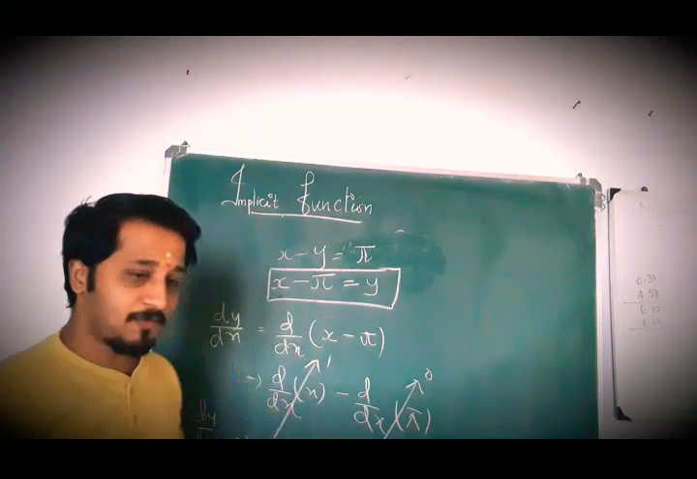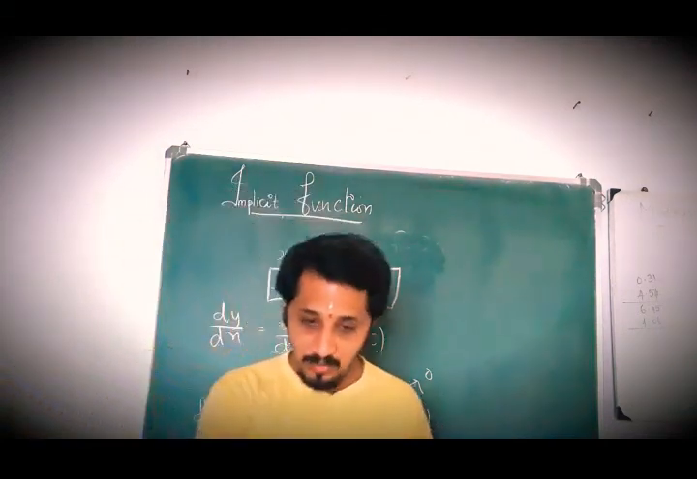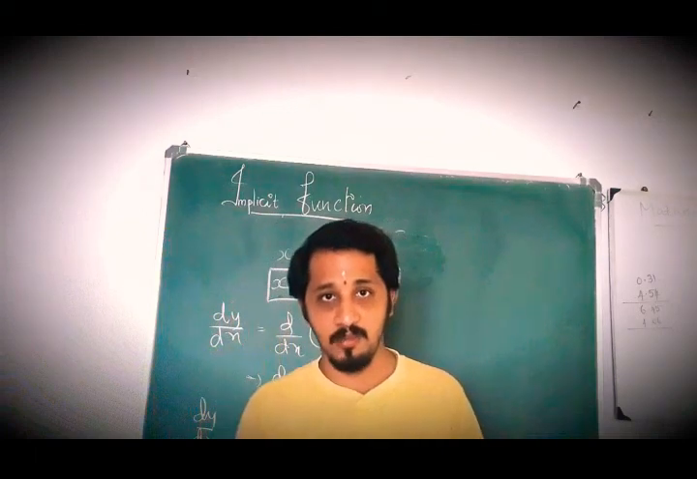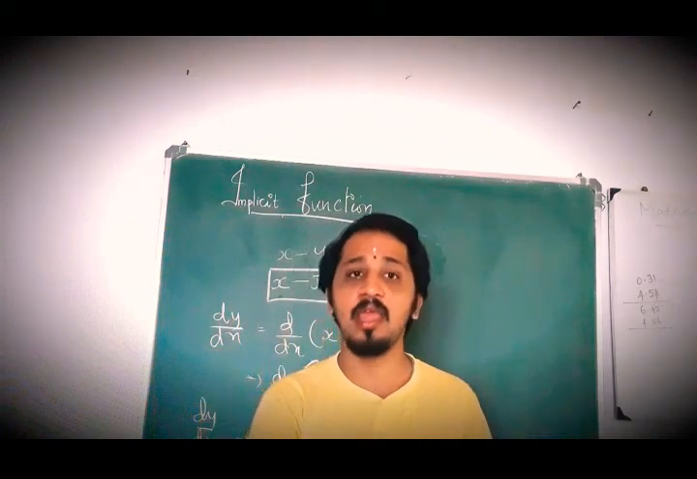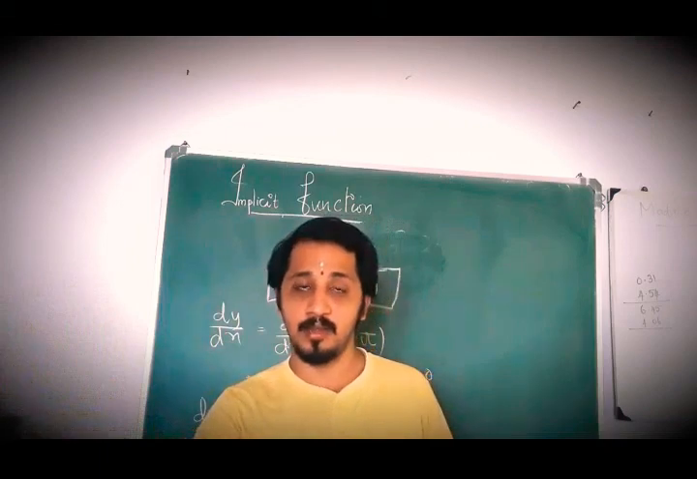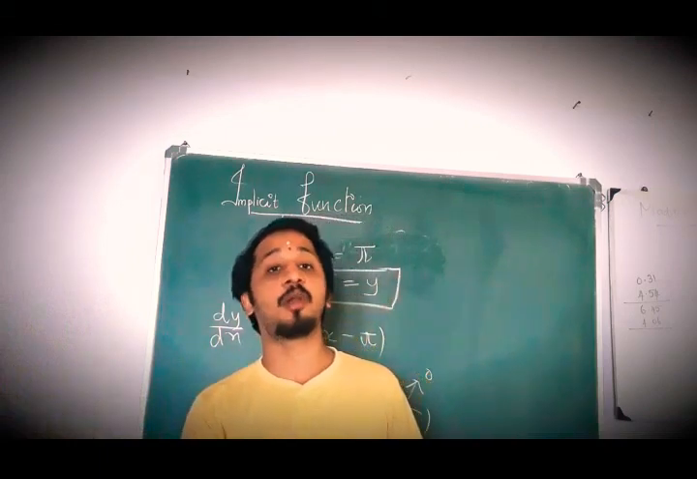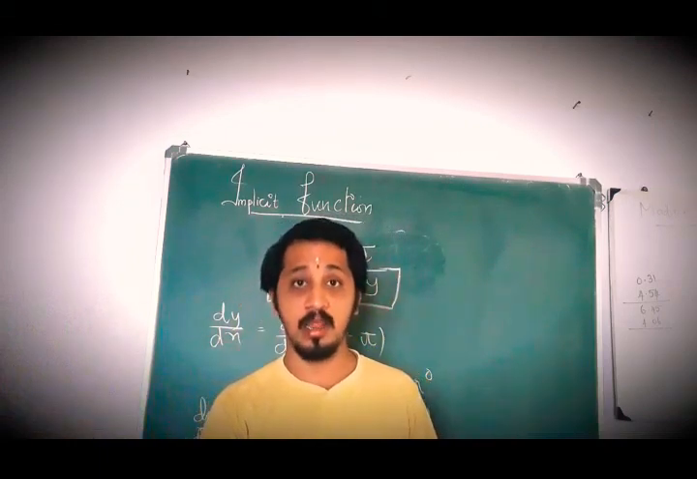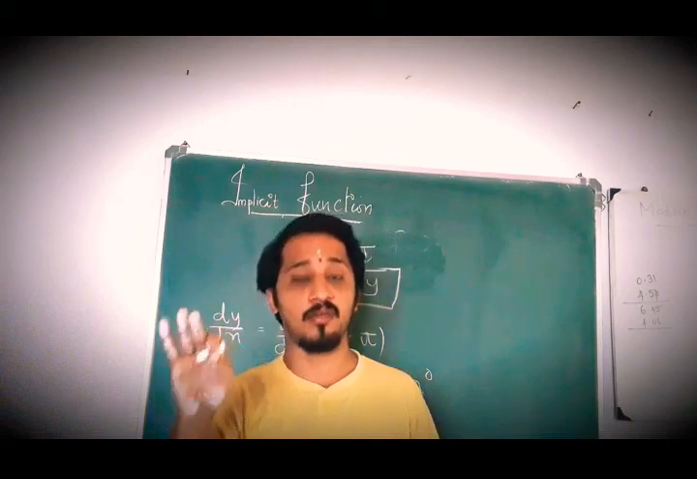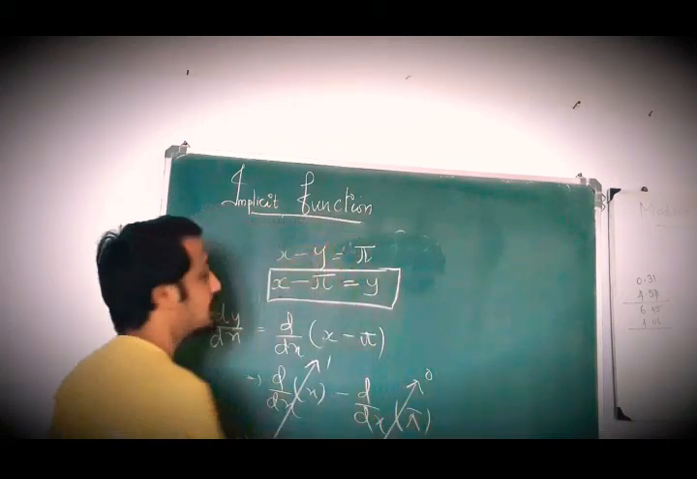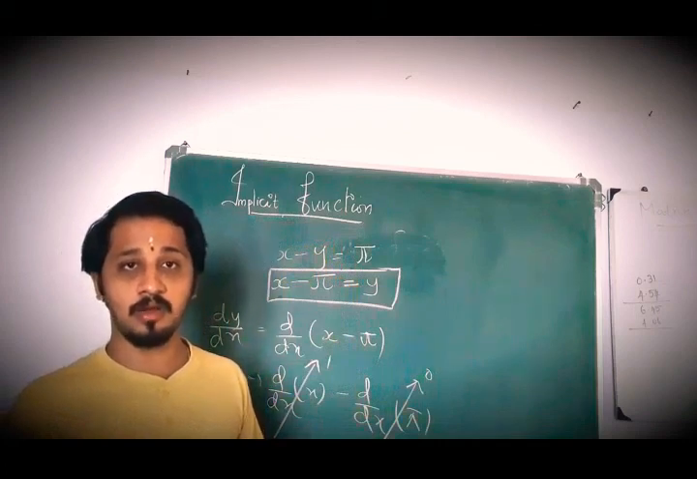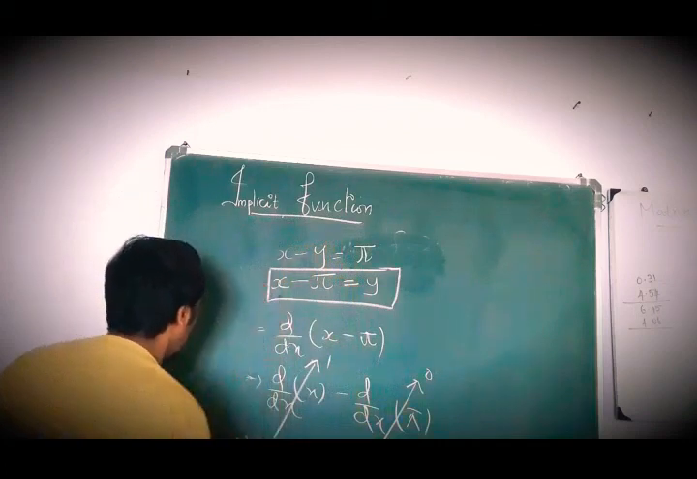So the implicit function task is, they will give one function having several variables. You have to bring out that equation in y is equal to f of x format. After bringing out the y is equal to f of x format, then you have to differentiate dy by dx. Is it clear to everyone? So let us move on to the problems, we will understand.